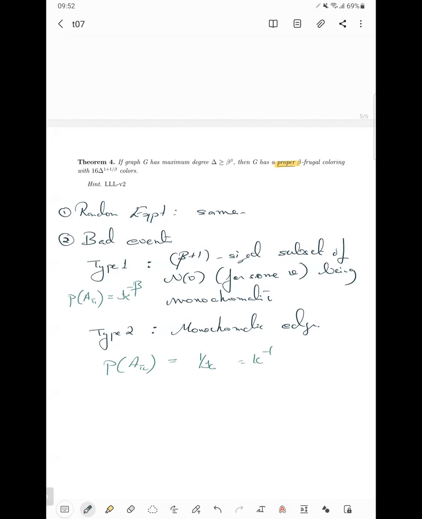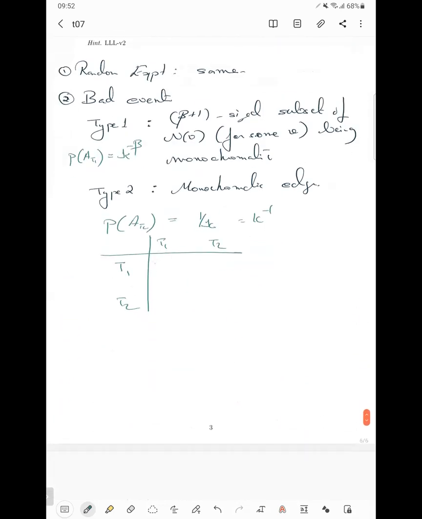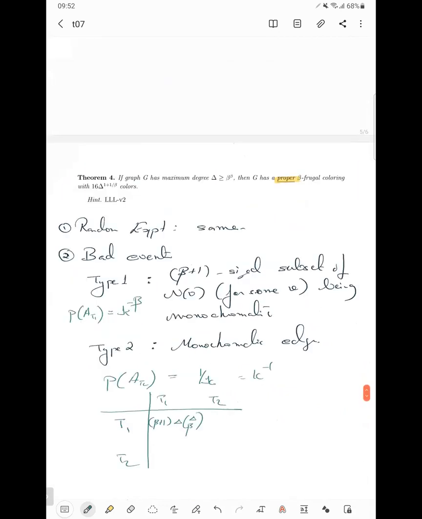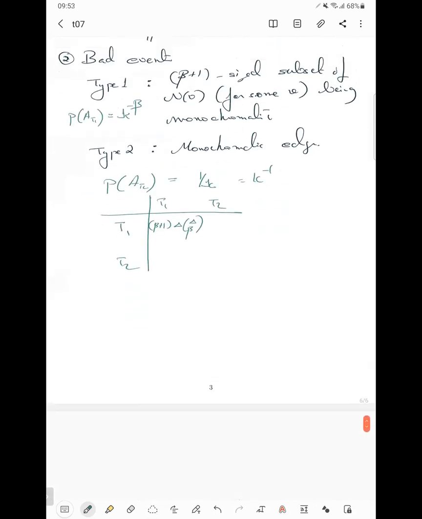And now the dependencies, if you calculate T1, T2. This type 1 to type 1 dependency we have already calculated in the previous question. This is the answer, right? Beta plus 1 times delta choose beta. Yes, delta minus 1 choose beta. It's okay, delta choose beta.